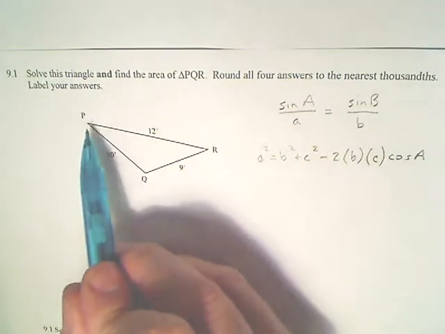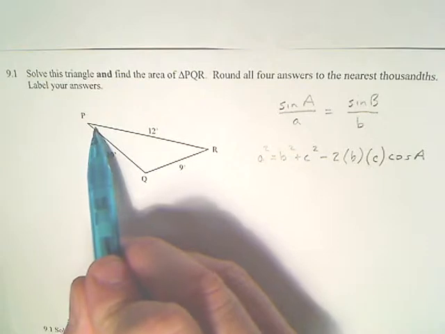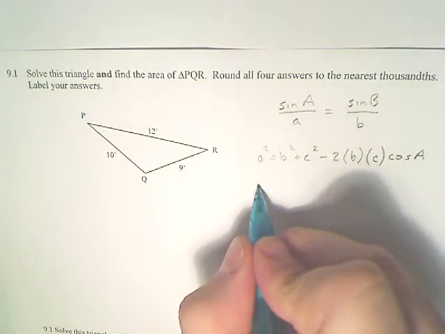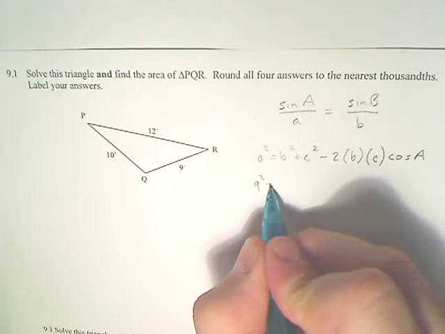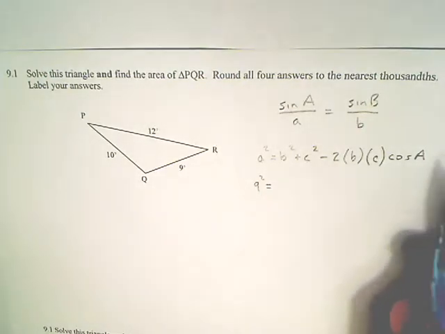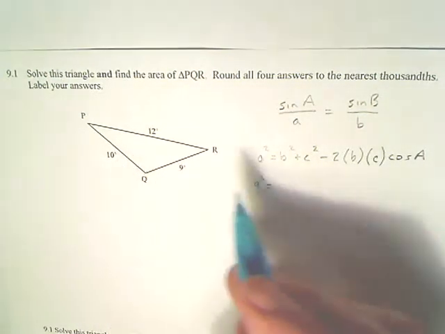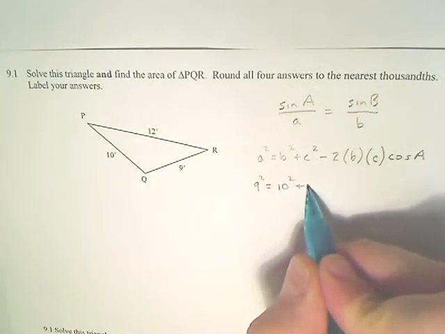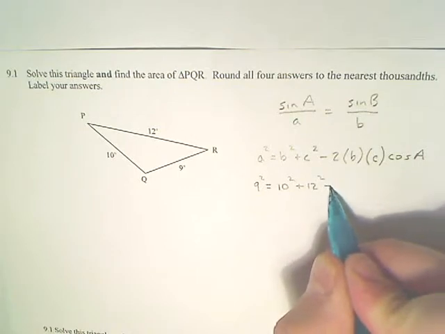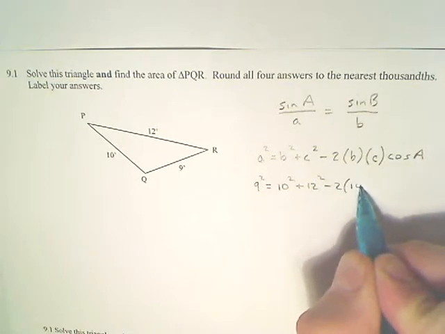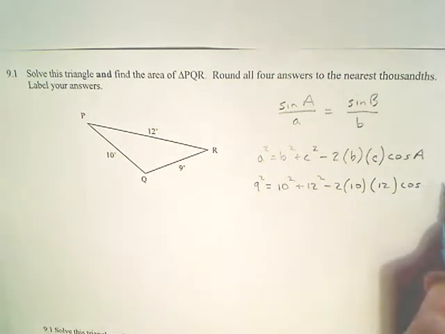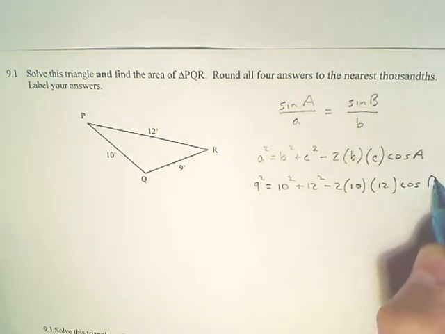So if you want to solve for angle P first, then the side opposite, the 9, has to go there. This must start with 9 squared in order to solve for angle P. B and C are the other two sides. The order does not matter, so I'm just going to write 10 squared and then 12 squared minus 2 times 10 times 12, cosine of the angle we're trying to find, which in this case is called P.